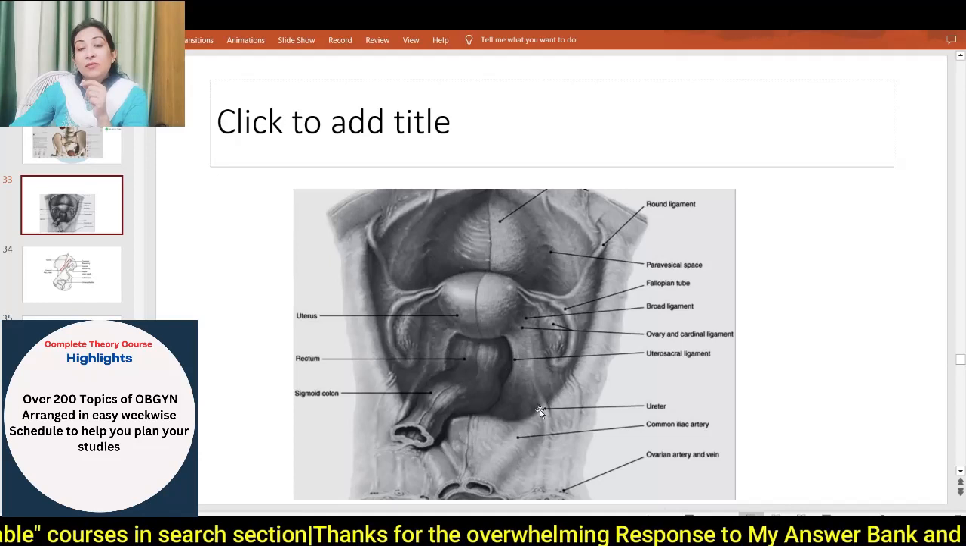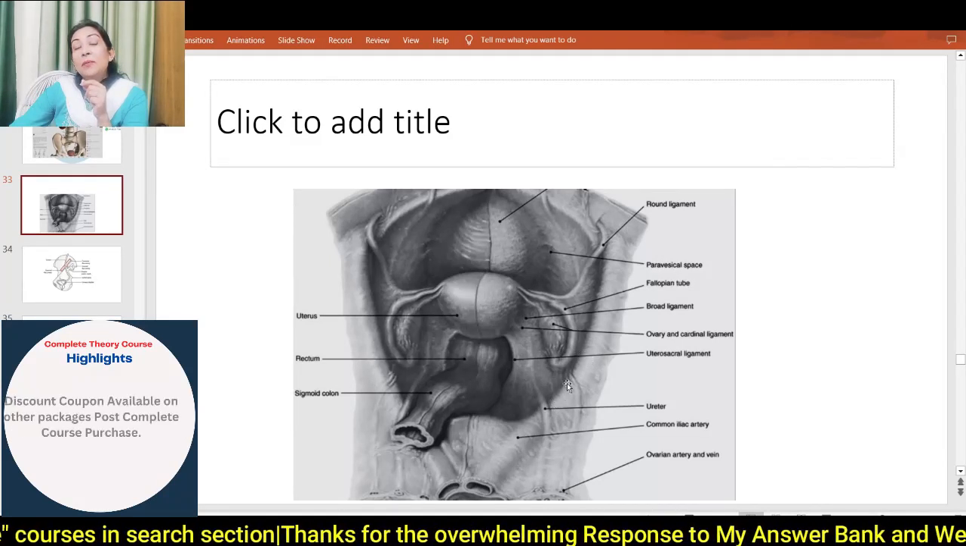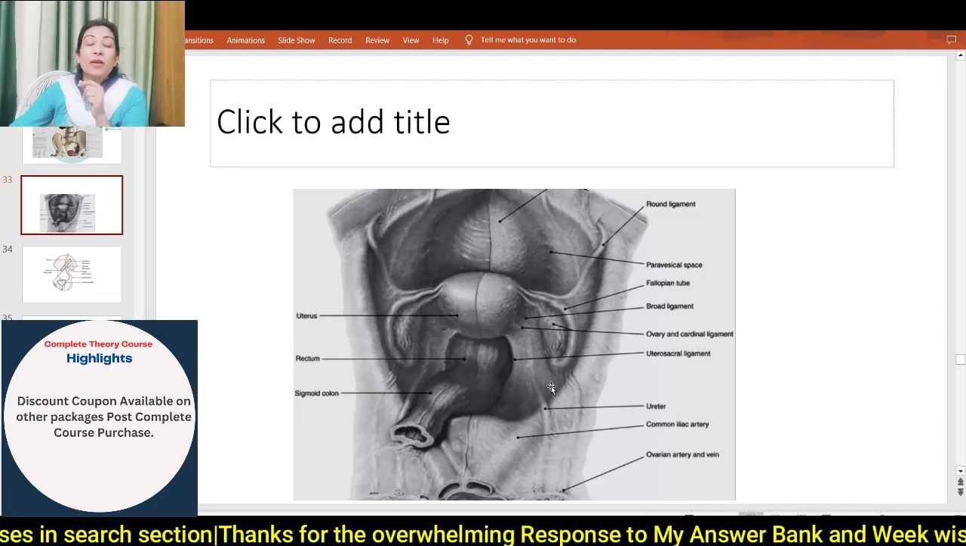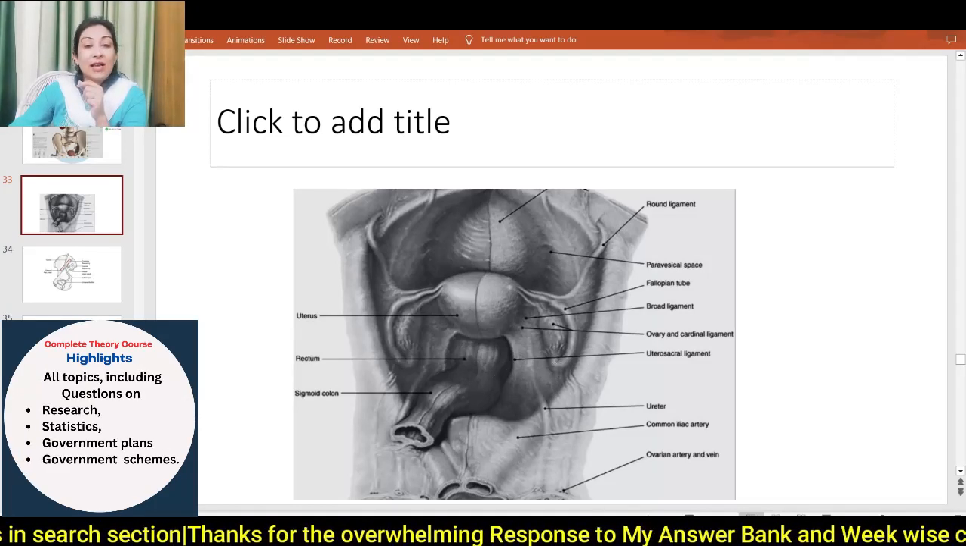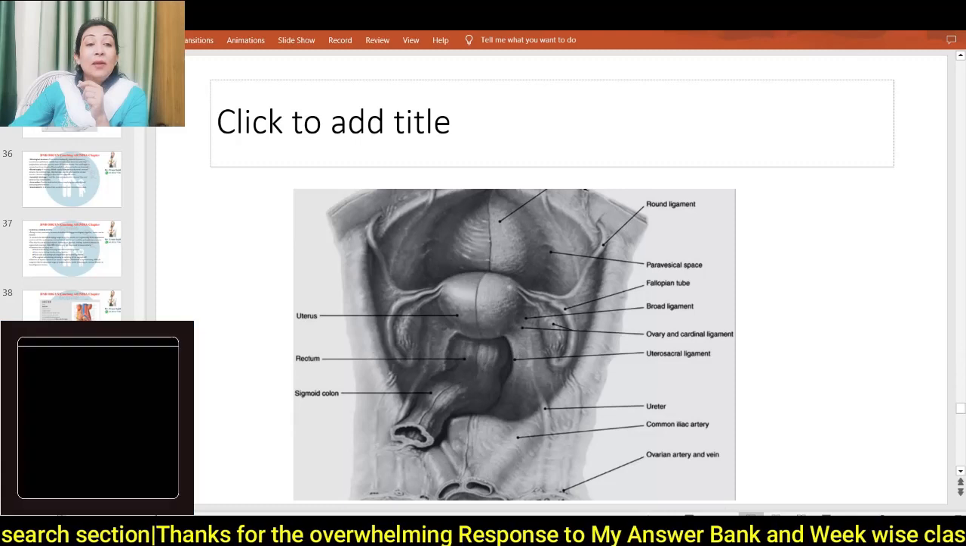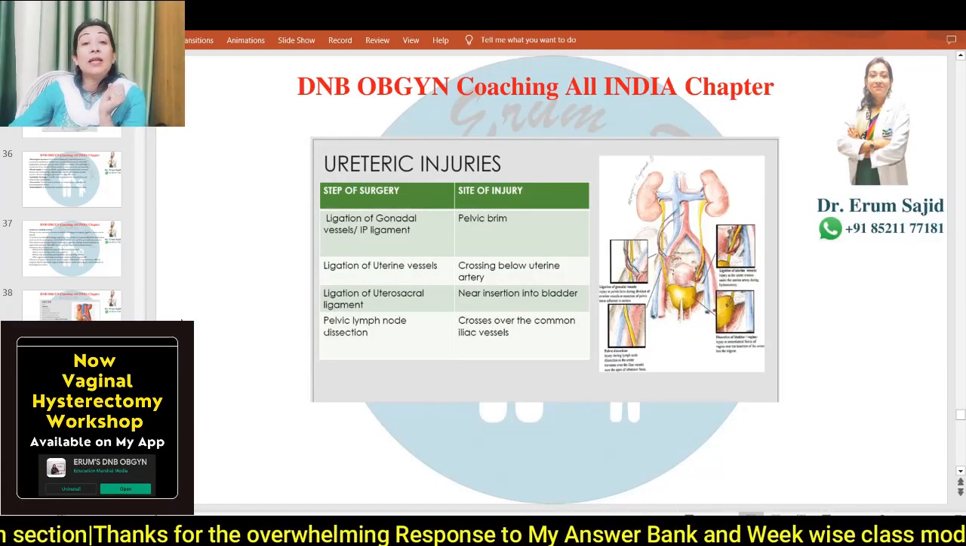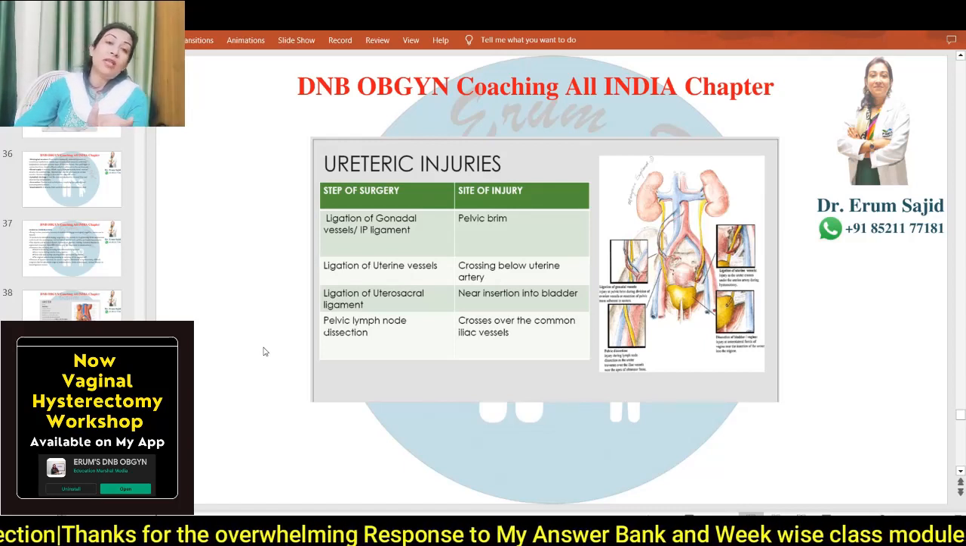This place, when you are trying to ligate the IP ligament, the ureter can get caught. You can go too lateral, become a little over judicious, and you can easily catch it. So at that point in time, you can just catch the ureter. At the time of uterine vessels, that's a no brainer.